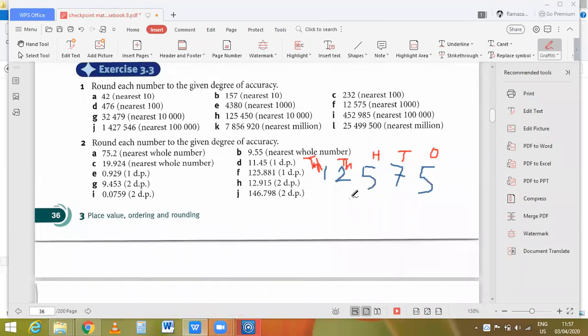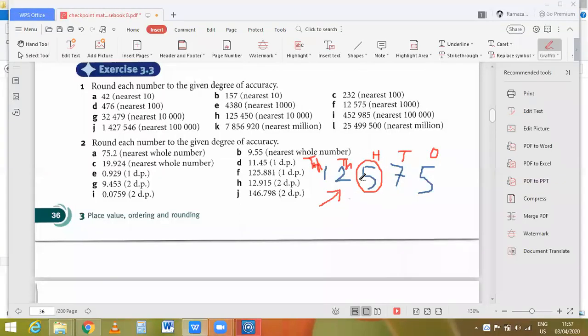So the question is asking me for the nearest thousand. Which one is the thousand section here? This is my thousand. First of all, you need to find what it is asking for. If it's asking for thousands, you find the thousands place. If it's asking for hundreds, you find the hundreds place first. Then secondly, you find the decider. What we said is that it is always on the right side. This is my decider. 5 is the decider, and it tells us whether we go up or down.